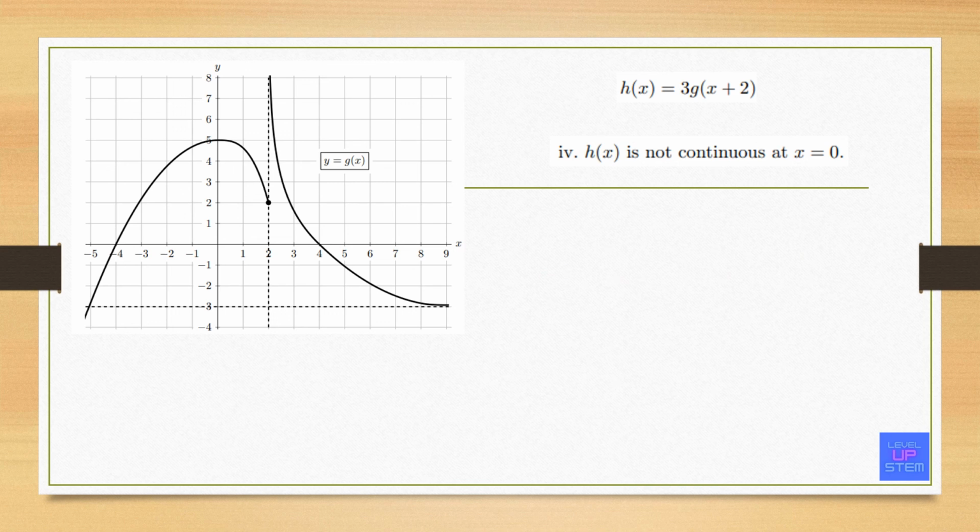And we have h of x is not continuous at x equals 0. And that'd be true since that asymptote that would shift to the left would actually be at x equals 0 now, and so it would not be continuous at x equals 0.